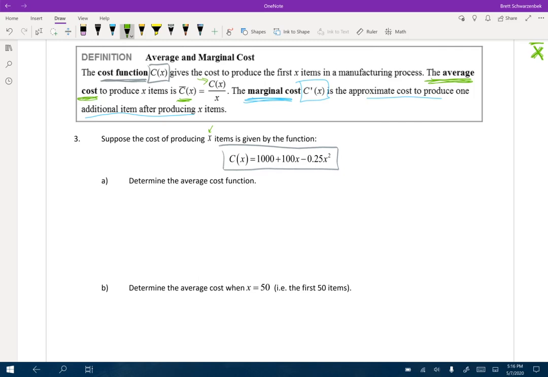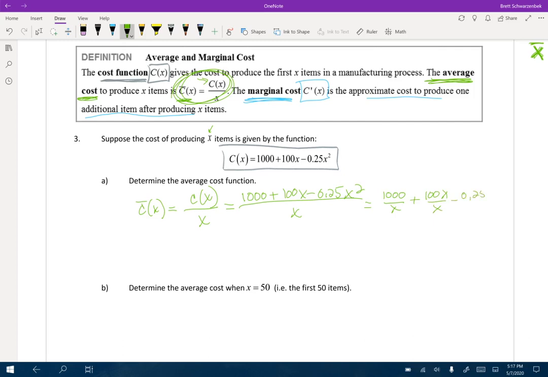If we return to the average cost function, it's called C bar of X, and that is going to be equal to the cost function divided by X. The cost function in this problem is 1,000 plus 100x minus 0.25x squared, and we need to divide this by x. How do we do that? We divide each value by x, as we can do in any type of algebra problem.